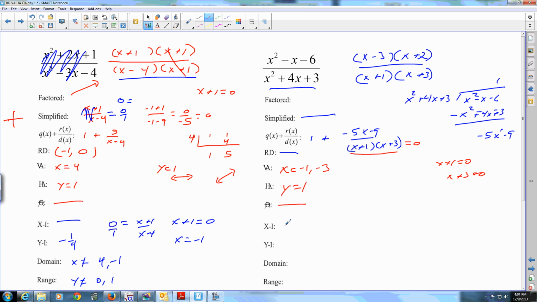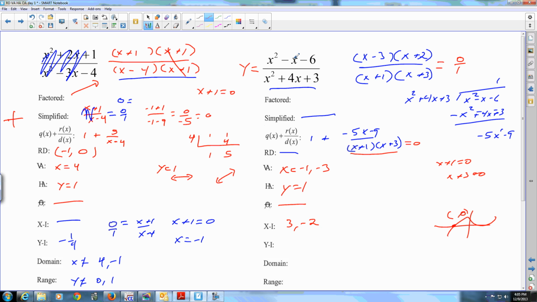X-intercept, set this equal to 0. There's no simplified form, so this is what you got. Again, you're doing that because when you have an x-intercept, your y value is 0. So this is like y equals, so you're letting that be 0. So I'm setting it equal to 0, cross multiplying, 0 equals the numerator. Your x-intercepts every single time, you guys, have come from the numerator. I don't know if you've noticed that. In this case, it doesn't again because it's a hole at negative 1. So here, your x-intercepts are going to be 3 and negative 2.